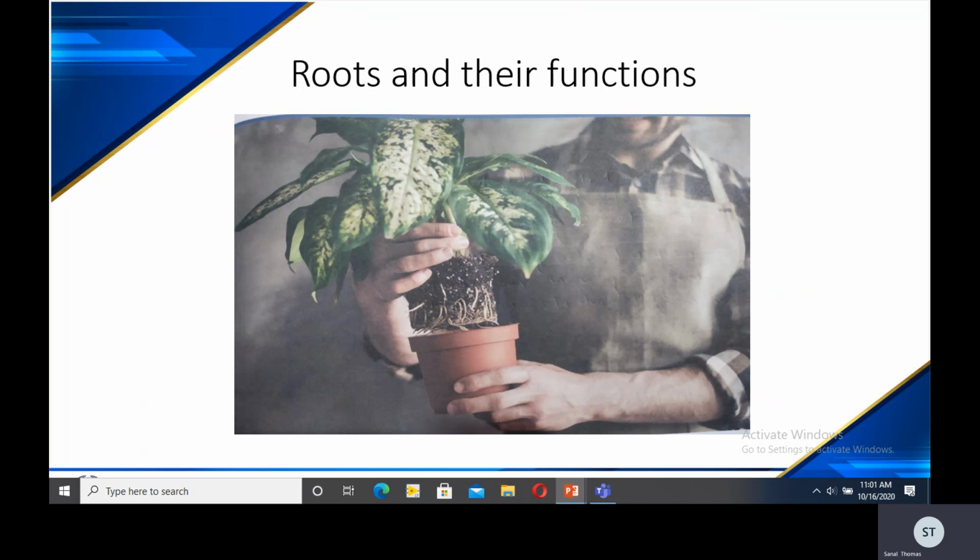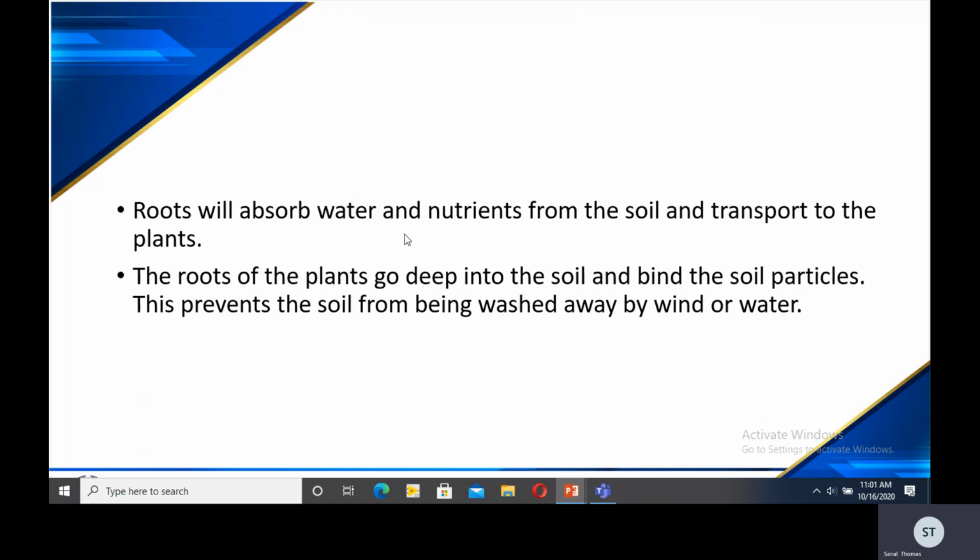So what is the main function of the roots? Yes, roots absorb water and nutrients from the soil and transport them to the plant. That is the main function of roots. And how do roots play an important role in preventing soil erosion? Yes, the roots of the plants go deep into the soil and bind the soil particles. This prevents the soil from being washed away by wind or water. So we understood the function of the roots and how they help in preventing soil erosion.